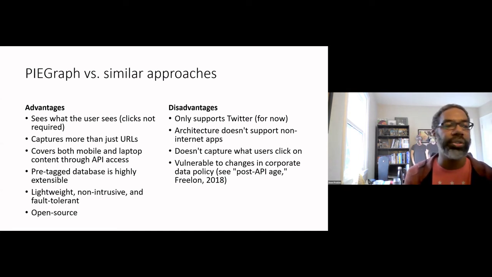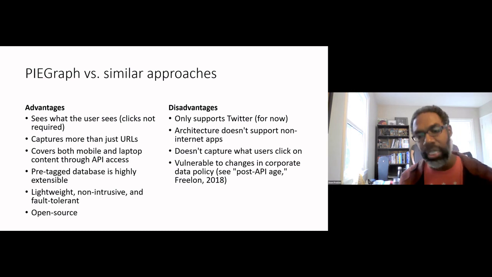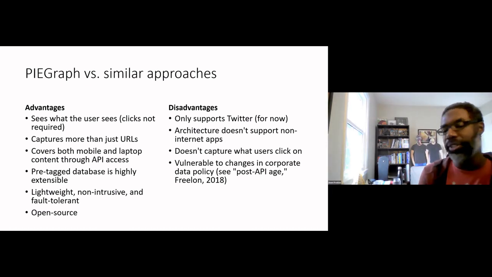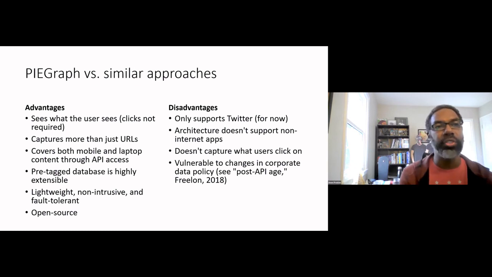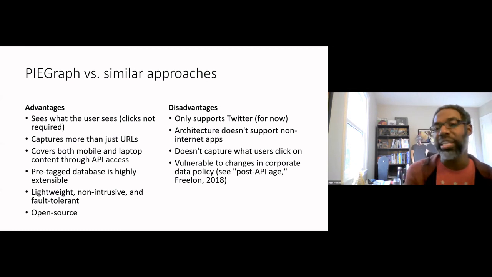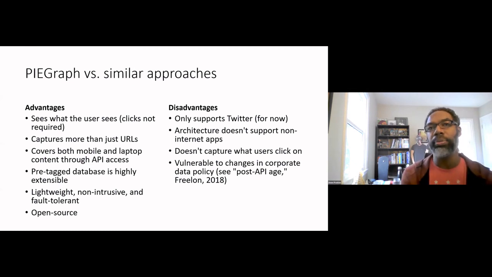And then finally, one issue that I think is really a major bugbear for me is that PIEGraph is vulnerable to changes in corporate data policy. This is what I've referred to in other writings as the post-API age. In other words, if Twitter decided to shut down its user eye view API, then we'd really be screwed. Hopefully, Twitter over the past couple of years has really expressed a lot of interest in helping academics and providing services and better APIs for them. So my hope is that that'll last at least for the medium term. But of course, as a corporate entity, they could shut that down anytime they want. And that would really put a lot of our work to waste.